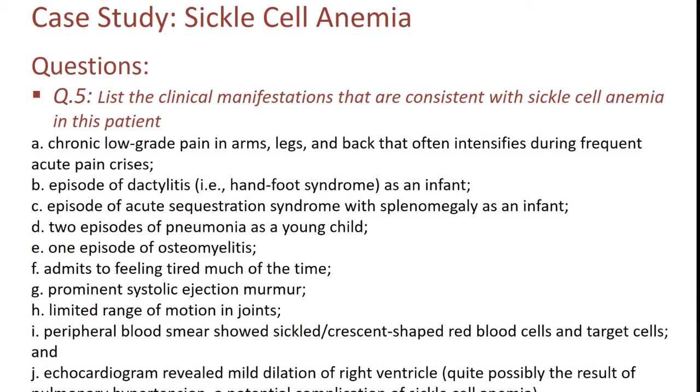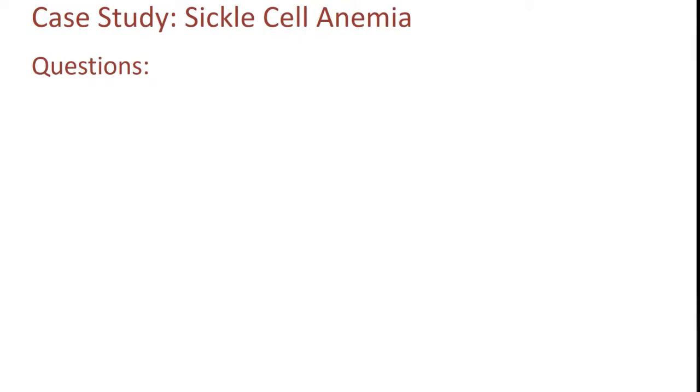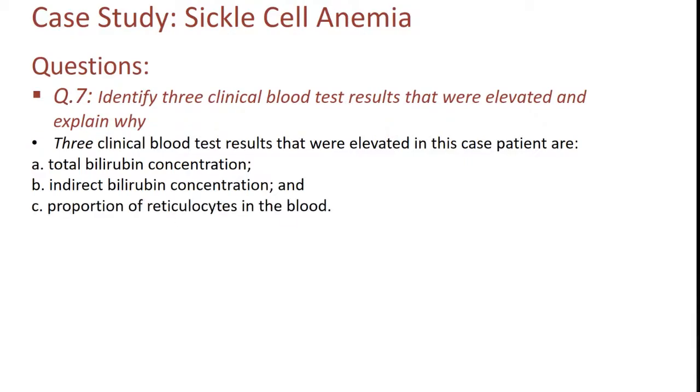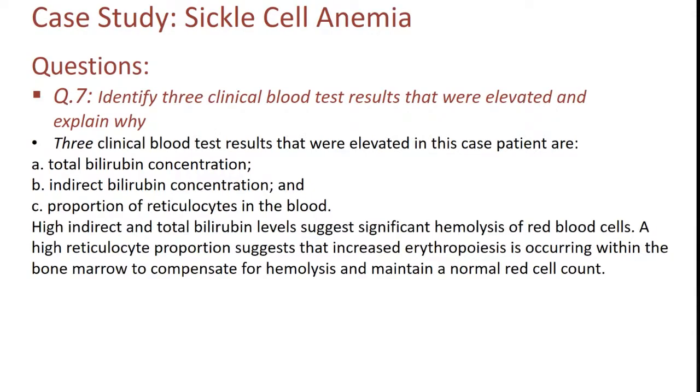Can you identify 3 clinical blood test results that were elevated and explain why? Total bilirubin, indirect bilirubin, and proportion of reticulocytes in the blood. Why? Because bilirubin is the product of hemoglobin metabolism, heme metabolism, and the reticulocytes increase as a compensation. Their bone marrows try to compensate for anemia by working more and producing more retics.